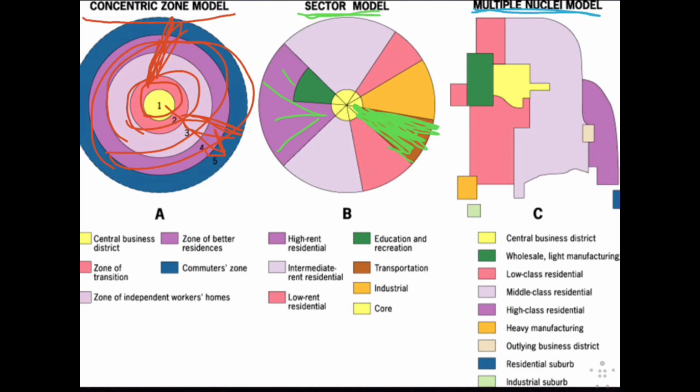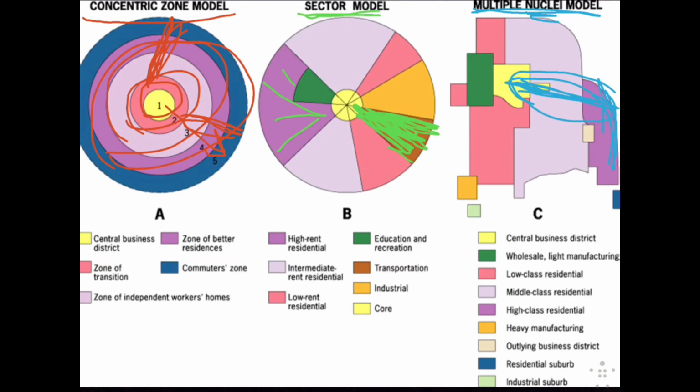Then moving on to C, the multiple nuclei model. This model has sectors, but then there's multiple nuclei. Imagine that, being labeled the multiple nuclei model. The high class residential area is totally outside of the central business district, and transportation is not necessarily included, but it's built in so that they can get to the central business district. And that kind of leads to the last difference for the multiple nuclei model. There's no transportation visible in the model, but we assume it's there to get the high-class residents into the central business district.